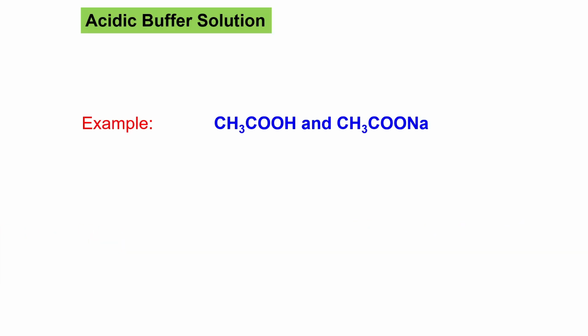So acidic buffer solution. Example of acidic buffer solution, as I mentioned earlier, we should have weak acid. Jadi dalam case ini, di manakah weak acid kita? Yes, this is our weak acid, iaitu acetic acid. So garam dia adalah daripada came from acetic acid and strong base.